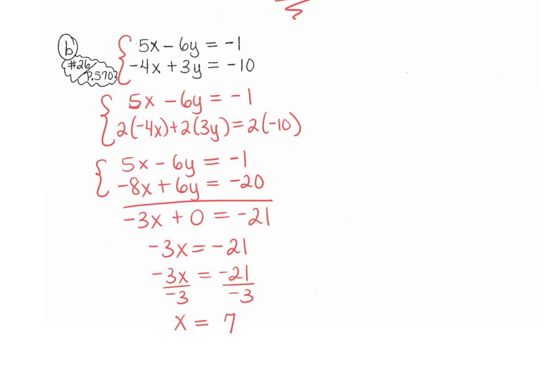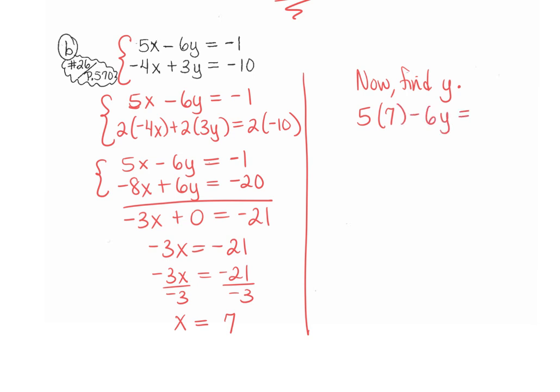No. Which one do you want to use? Equation 1? Okay. So x equals 7. Now find y. So using equation 1, we have 5 times what? 7, minus 6 times y equals -1. 5 times 7 is? 35. Good. 35 minus 6y equals -1. Do what to both sides? Subtract 35. Good.